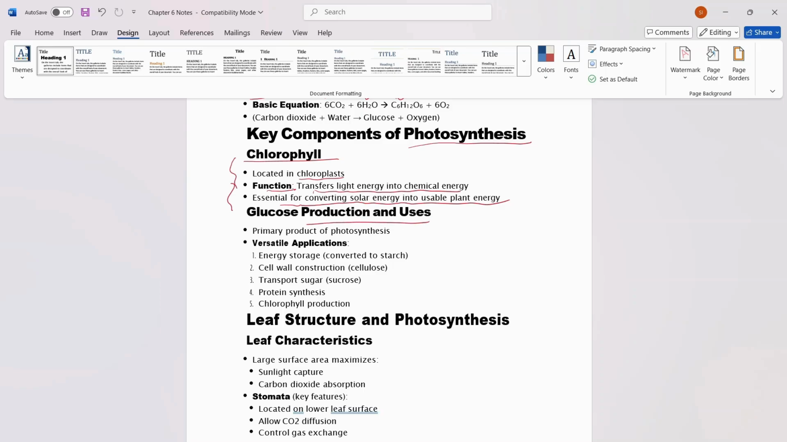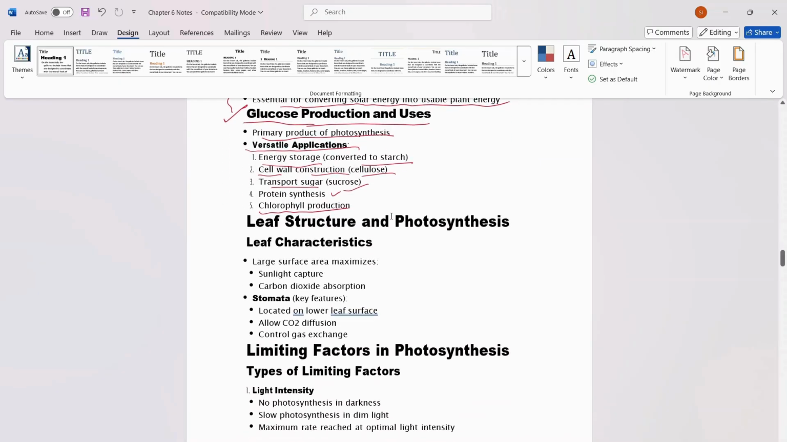Next, glucose production and uses. Alright, the primary product of photosynthesis is glucose. Versatile application: it's energy storage, converted to starch, cell wall construction, cellulose, transport sugar, sucrose, protein synthesis. All of this is happening due to glucose production and chlorophyll production.